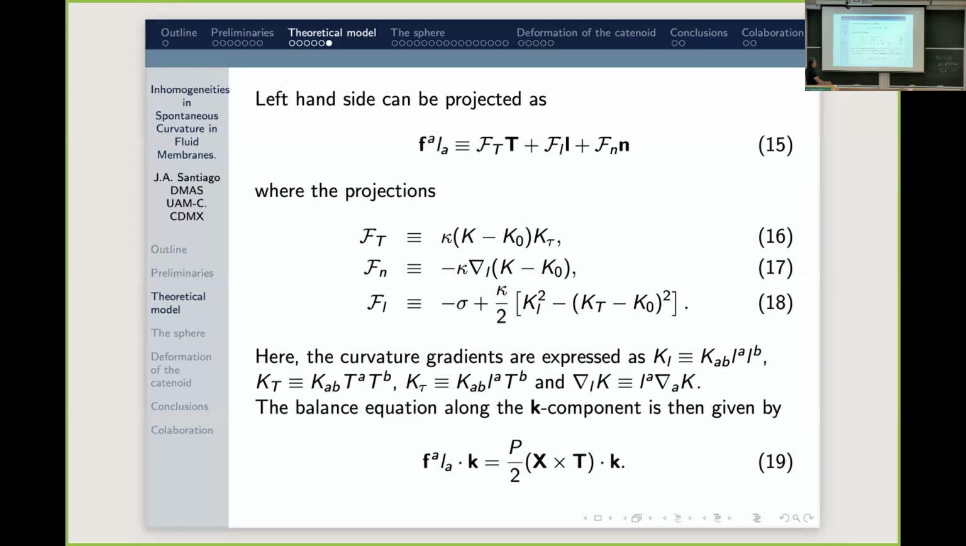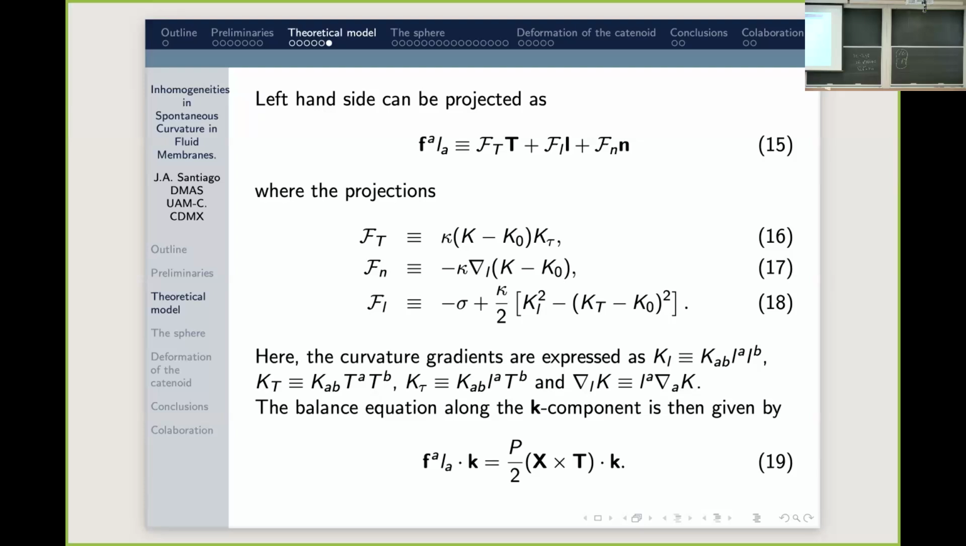Of course, we can project the force in this way. We can project this force along the Darboux basis, along for instance, the parallel, to obtain this formulation, where in this case, these are the projections.